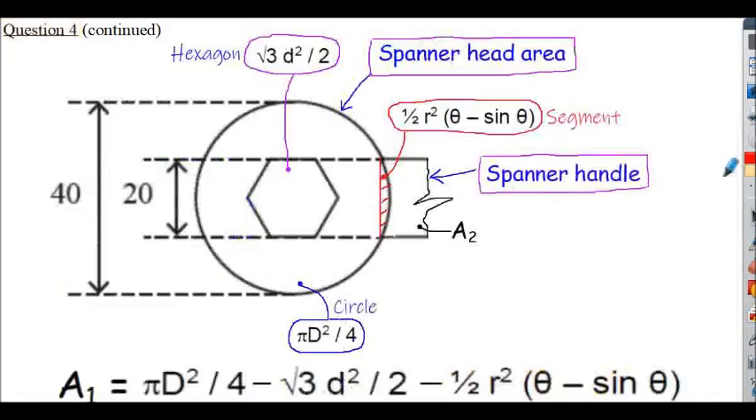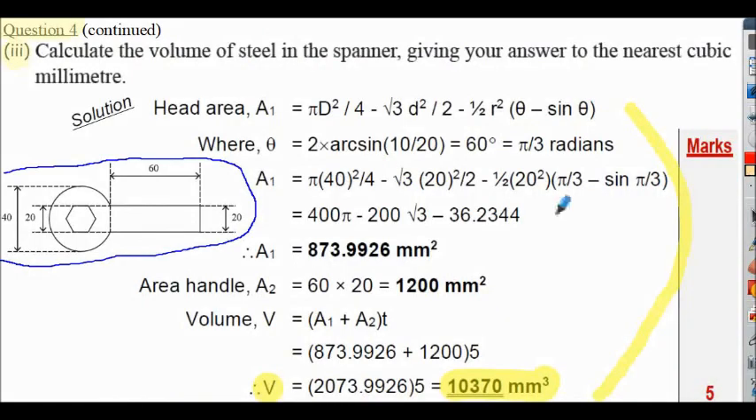If it helps, here's a breakdown of the various sections I've used. I've basically calculated the area of a circle first of all, in here. And I subtracted from that the area of the hexagon, shown here. And I subtracted from that the area of the segment, shown here. That's how I derived the value for the area A1.